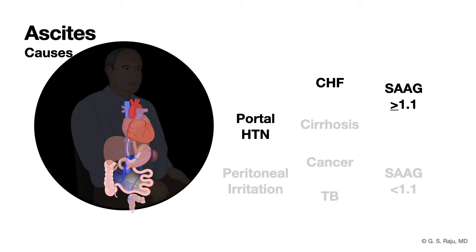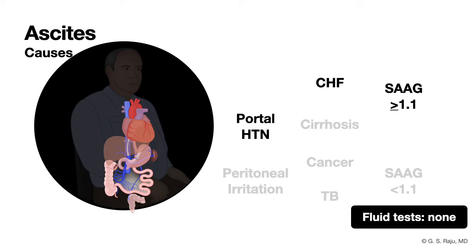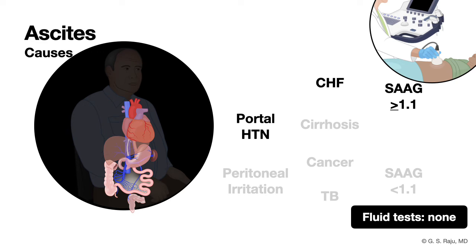And you could also find that the patient has heart failure by looking at markers in the blood, especially the natriuretic BNPs. So when a patient has ascites and a serum ascites albumin gradient of more than 1.1 and you think it is heart failure, you don't need to do any other tests on the fluid. Do not waste sending a bunch of tests. Instead, check the heart function by doing an echocardiogram.